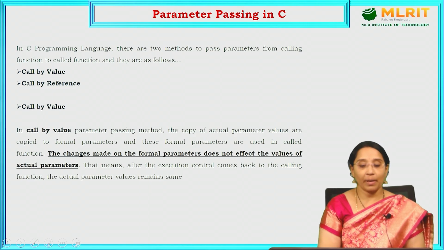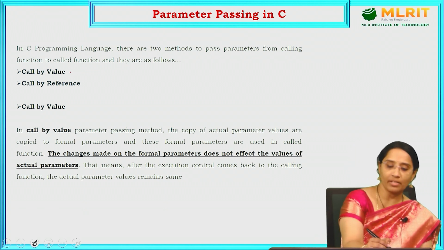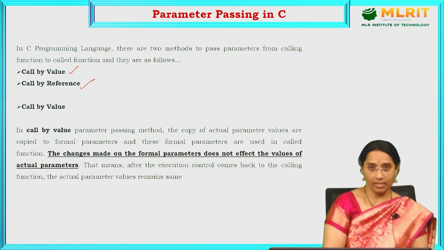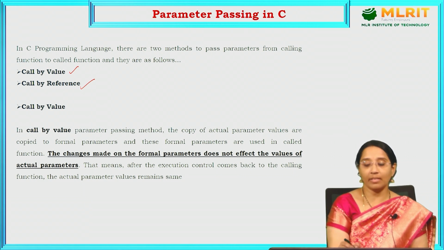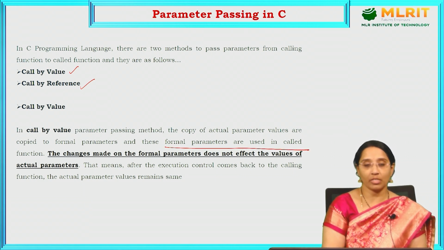In the C programming language, there are two methods to pass the parameters. One is call by value and the other one is call by reference. In the call by value parameter passing method, the copy of the actual parameter values are copied to the formal parameters, and these formal parameters are used in the called function. The changes made in the formal parameters do not affect the values of the actual parameters.